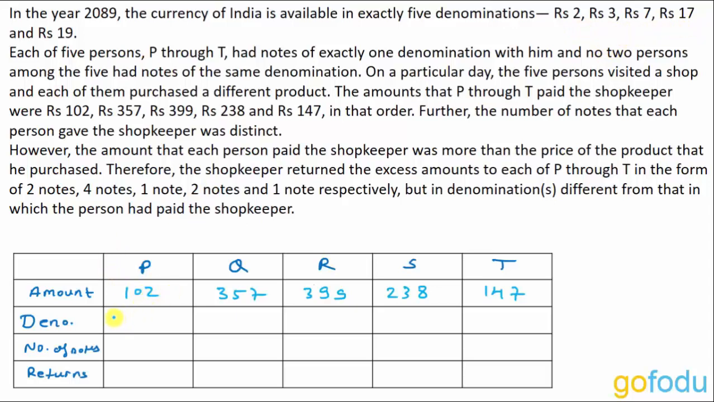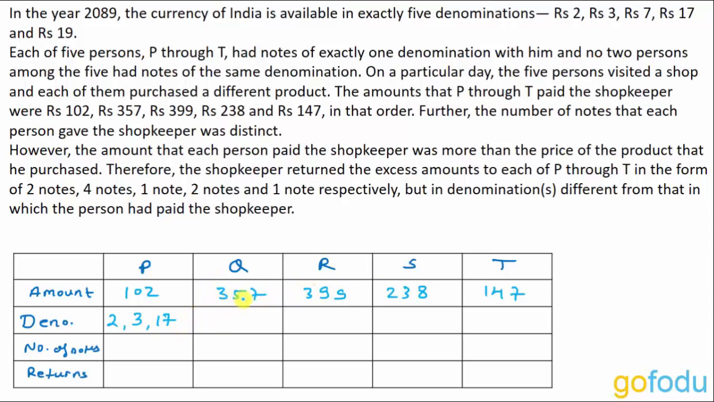102 is divisible by 2. It is also divisible by 3. But it is not divisible by 7; 7 into 15 is 105. But it is divisible by 17; 17 into 6 is 102. And it is not divisible by 19; 19 into 5 is 95 and 19 into 6 is 114. So 102 can be paid in the denominations of 2, 3 or 17. The same we will do for the rest of the amounts as well.